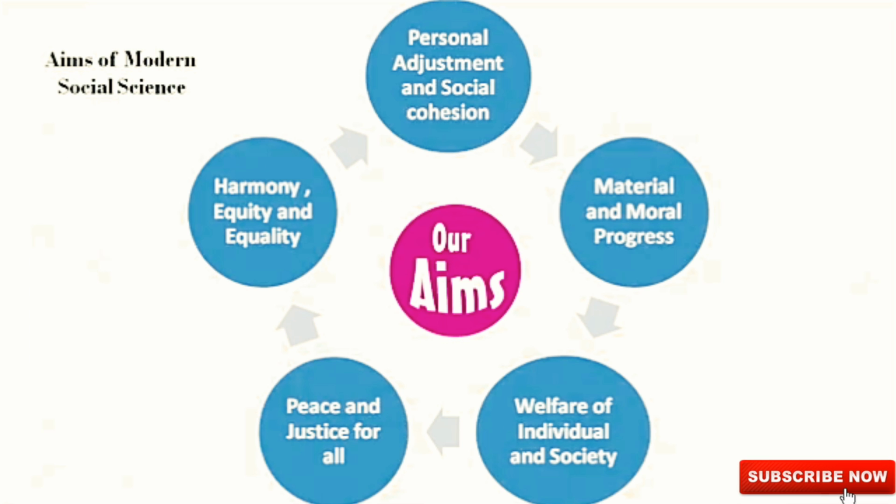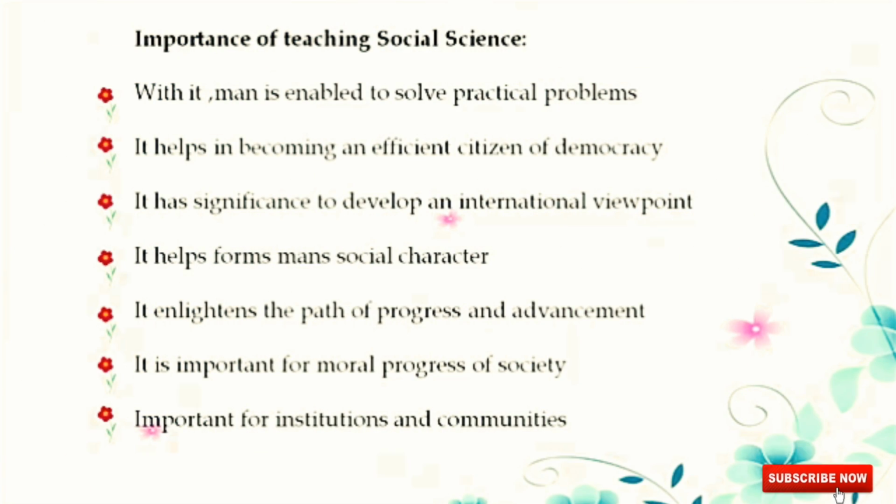The aims of modern social science teaching can be framed like this: advancement and social cohesion, material and moral progress, welfare of individual and society, peace and justice for all, and harmony, equity and equality. These aims can be achieved by it: man is enabled to solve practical problems. It helps in becoming an efficient citizen of a democracy. It has significance to develop an international viewpoint. It helps form man's social character. It enlightens the path of progress and advancement, and it is important for the moral progress of society. Lastly, it is important for institutions and communities.